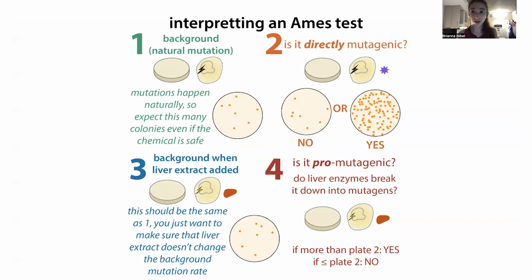Okay, so I hope that helps you understand this test, some of its limitations, and how it can sometimes be used as a quick test for potential mutagenicity. Okay, so hope that helped.